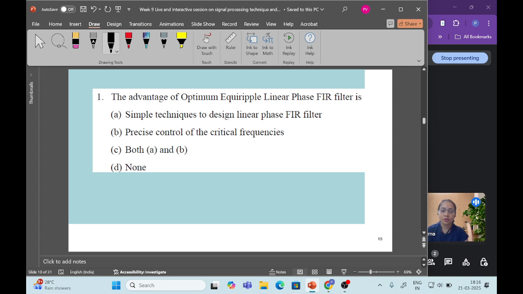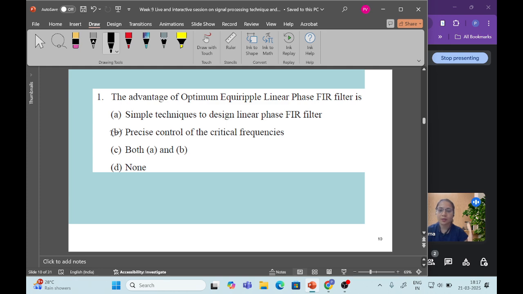If you have gone through this week's video lecture, I think you will see this in the first slide itself: the advantage of the optimum equiripple linear phase FIR filter is that it has precise control of the critical frequencies. So option B is the correct answer for this question.